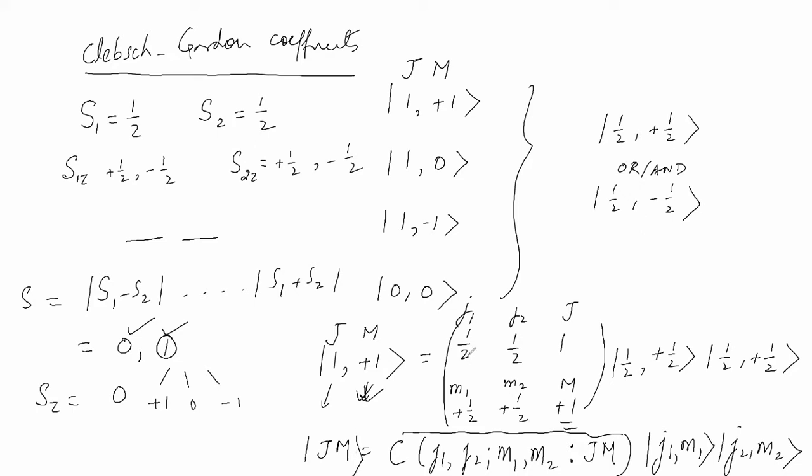Now this half has a maximum projection of plus half and a minimum projection of minus half, while the other half also has a maximum projection of plus half and minimum of minus half. The condition is not that if one has taken a value of plus half, the other will also take the value of plus half. It can take the value of minus half.